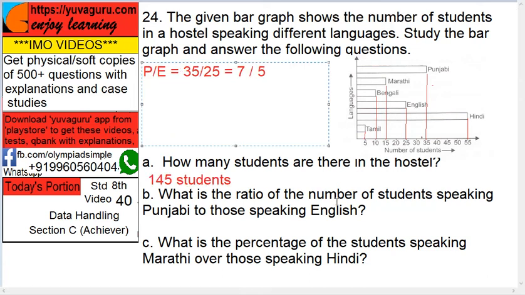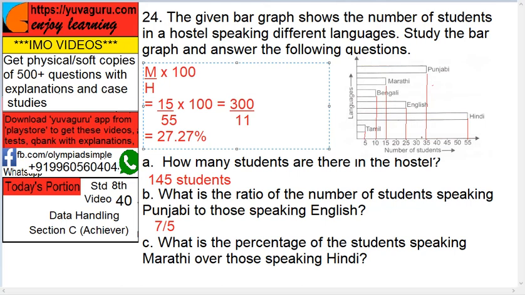What is the ratio of the number of students speaking Punjabi to those speaking English? We'll just use a short form, first alphabets. So Punjabi to English you want. P to E, right? What is P? 35. What is E? 25. So P to E is 35 by 25. Okay, 5 sevens are 35 and 5 fives are 25. 7:5 is the answer.